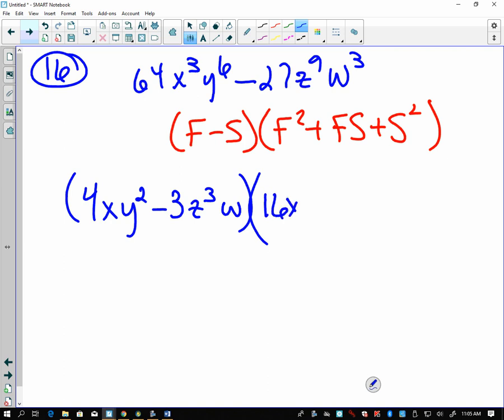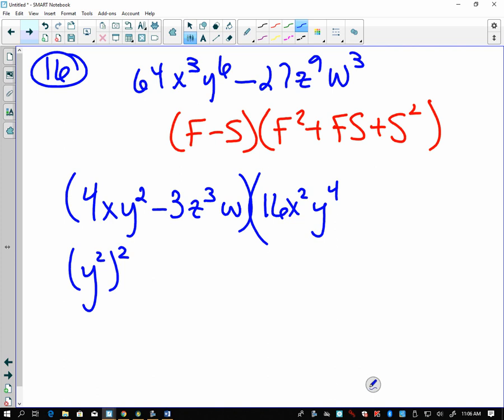X squared is x squared, and y squared squared is what? Nope, y to the 4th. Because y squared squared, I multiply those exponents. Okay? Does that make sense?